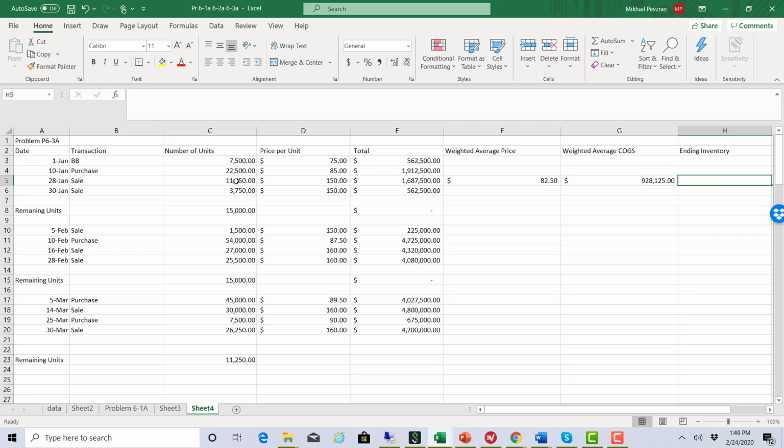Ending inventory in this particular case is simply what you started with, which is cost of goods available for sale, minus cost of goods sold. In this case, 1,468,875.